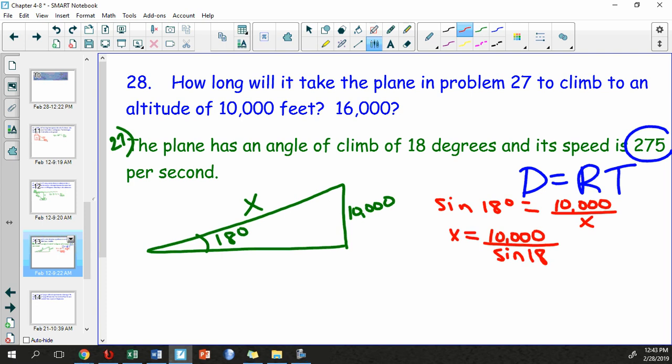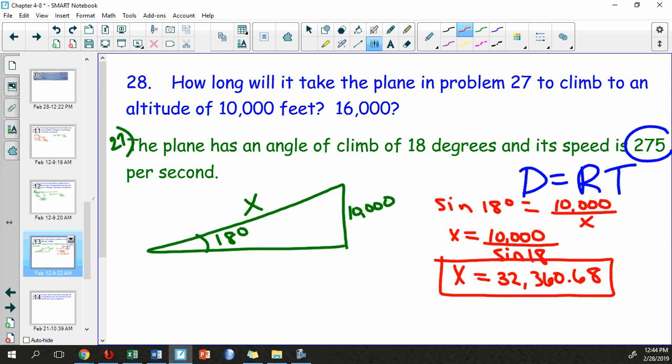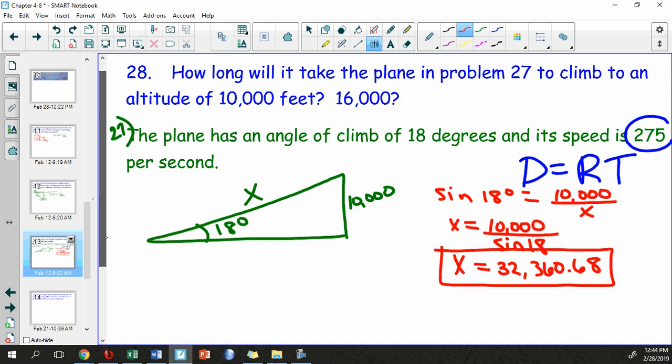Yes? And whenever you plug that in, what you are going to get is that x is equal to 32,360.68. That is what x is going to be. That is the distance. But the question is, how long? It wants time. It doesn't want distance, does it? So guess what we know?